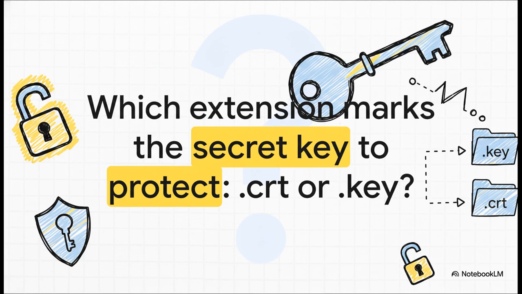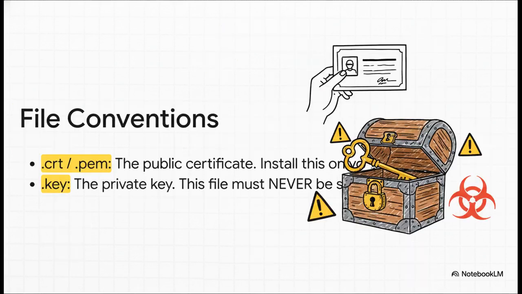All right, pop quiz. Let's make sure this is crystal clear. You're on a server and you see these two file types. Which extension tells you this is the secret? Guard it with your life. Is it .crt or .key? If you said .key, you're 100% correct. The .crt or .pem file is your public certificate. That's your passport. You show it to everyone. But the .key file, that is your private key. That is the one thing that must never, ever be made public.